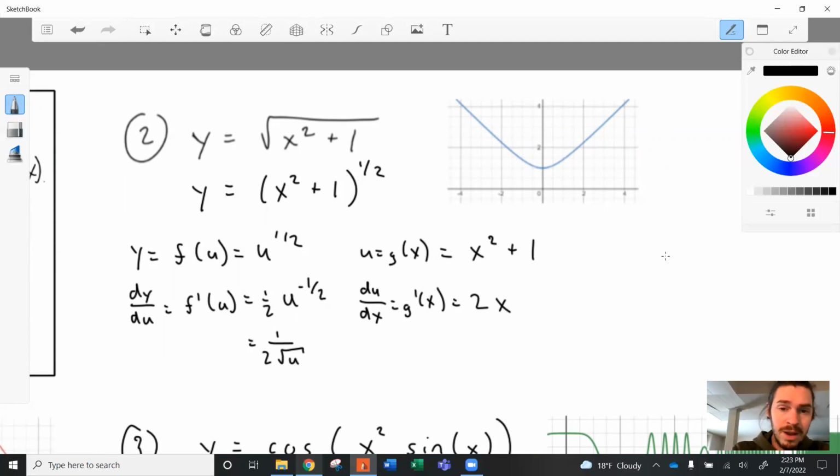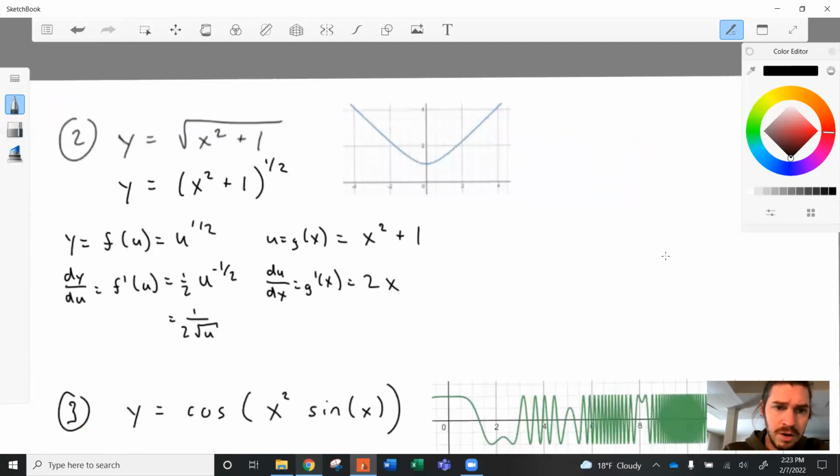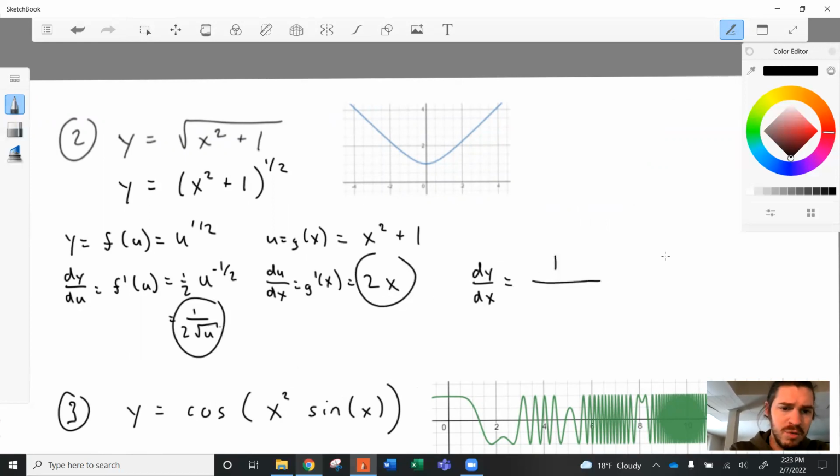So having written it out like that, now we can get our answer. The derivative of y with respect to x is this times this. But I'm going to write out the first one. Instead of having u in there, I'm going to go back and get the x squared plus 1 in there, because u equals x squared plus 1, and then times 2x.